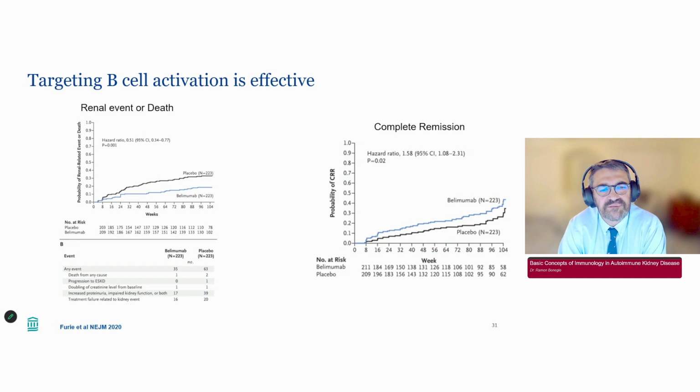Targeting B cells, though, is very effective. And so here you can see this is using belimumab, which is an anti-BAFF. And remember, BAFF is one of those factors required for maturation of B cells. And this prevents renal events or death and increases the number of people who go into complete remission. And we certainly use this a lot in lupus. It seems to be a very effective medication, but it's certainly not a cure. There's still many lupus patients who progress while receiving this. Next slide.